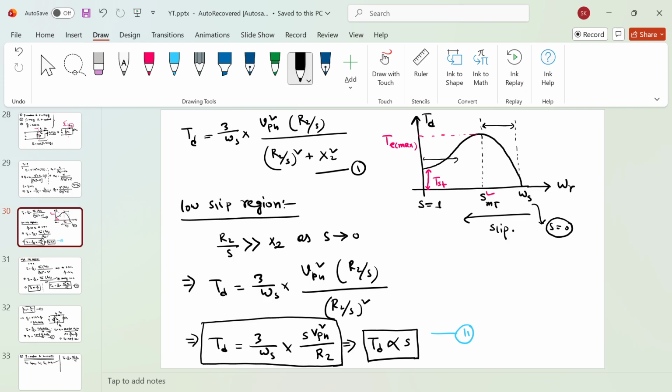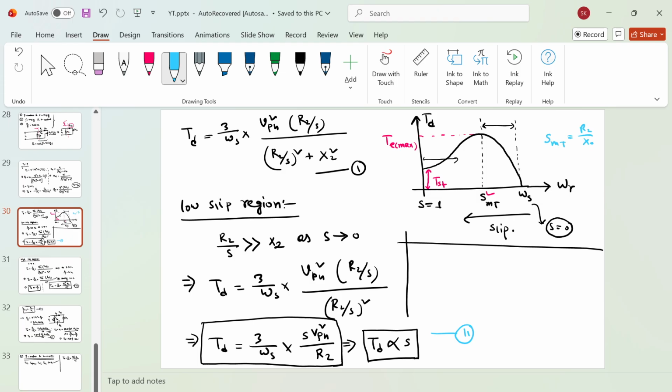So here I can calculate the electromagnetic torque max from equation number one. Let me put SMT. We know SMT is equal to R2 by X2, so we can write X2 is equal to R2 by SMT. So TD is equal to 3 by omega s into V phase square, X2 by 2 X2 square. So it is your maximum torque.